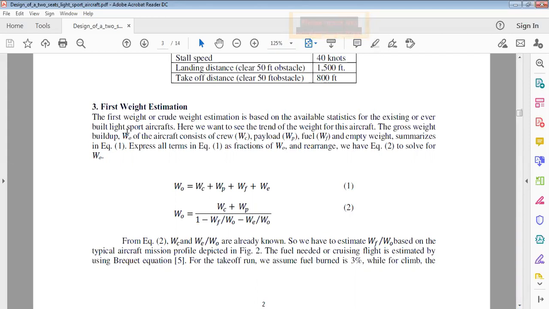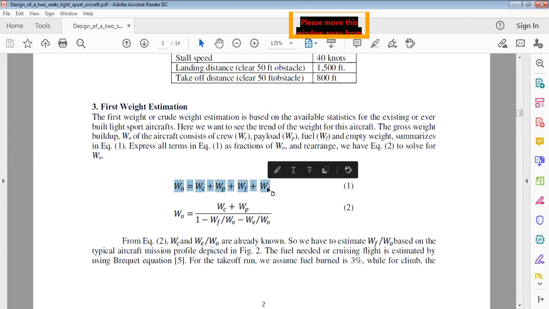The gross weight is built up, that is W naught, of the aircraft consisting of a crew weight, that is WC is the crew weight, WP is called the payload weight, and WF is called the fuel weight, and empty weight. This summarizes the equation we have seen previously, that is, total design gross weight is equal to crew weight plus payload weight plus fuel weight plus empty weight.